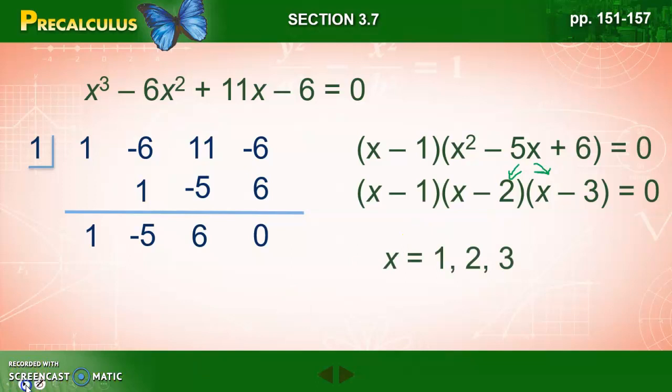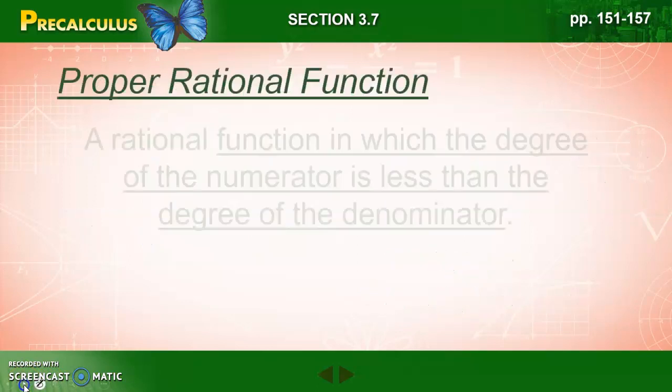That cannot be in the domain because they would make the denominator 0, which would give us an undefined function. So for x, the domain is equal to all values of x except for 1, 2, and 3.